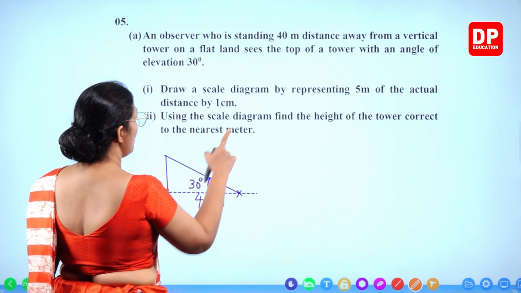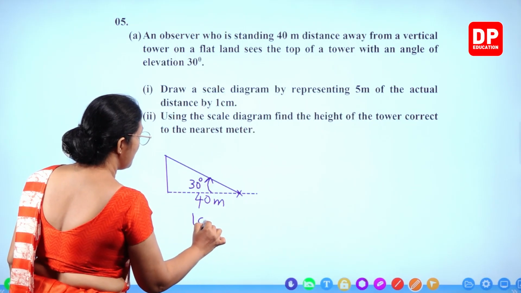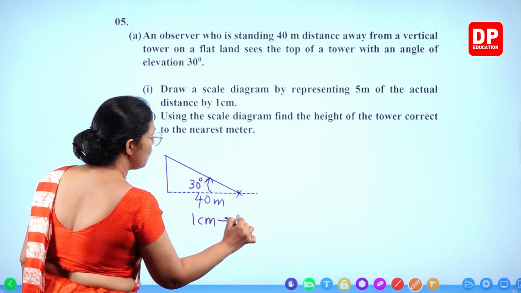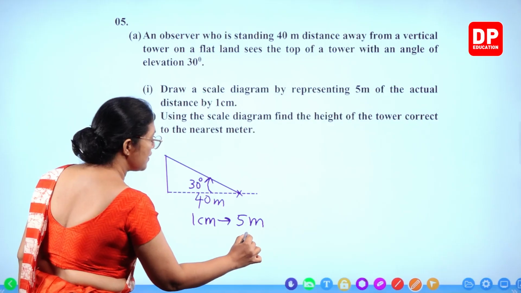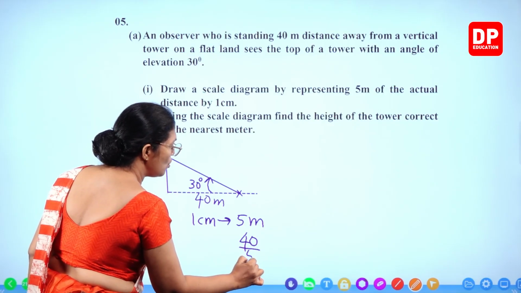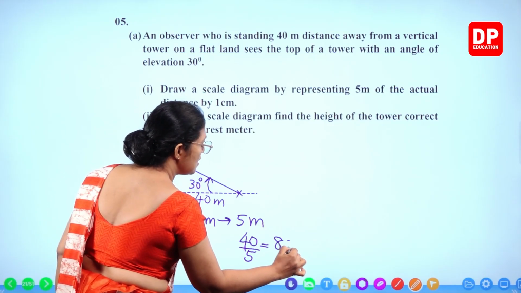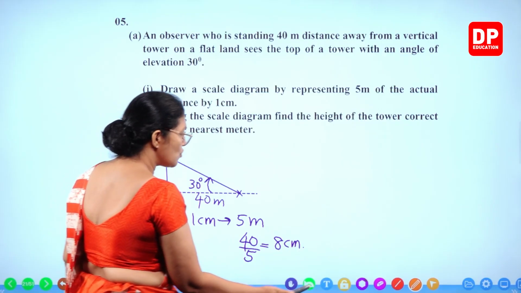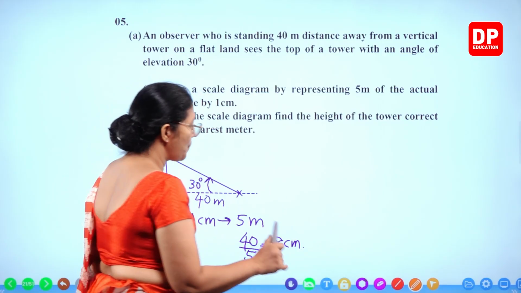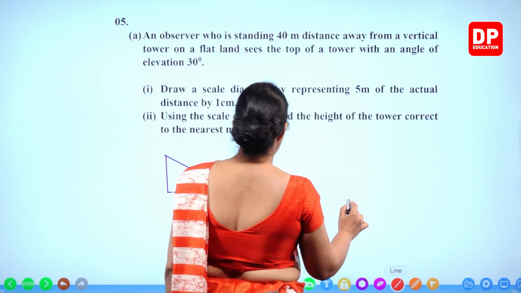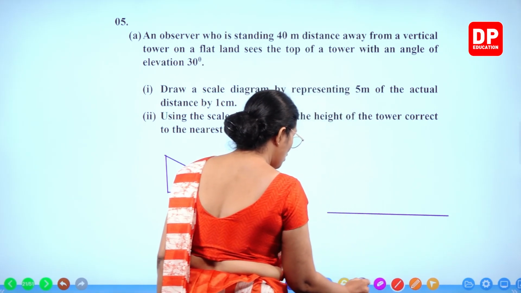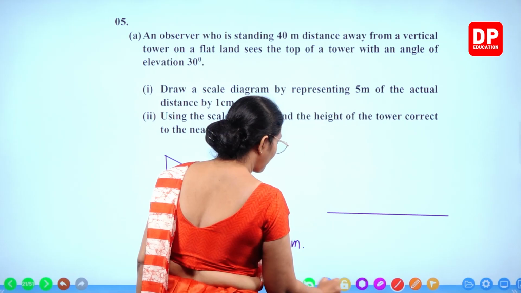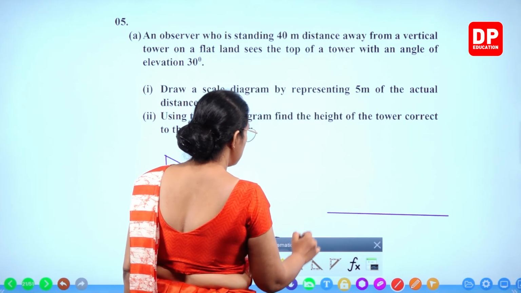Now we'll take the scale where 1 centimeter represents 5 meters. That means for 40 meters, you have to take an 8 centimeter length. So let's draw the scale diagram. Take first a straight line, and now you can measure 8 centimeter length.